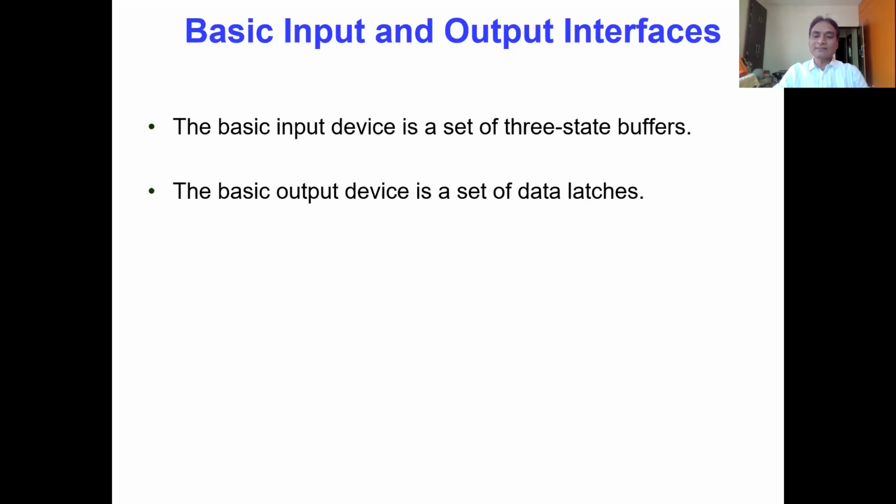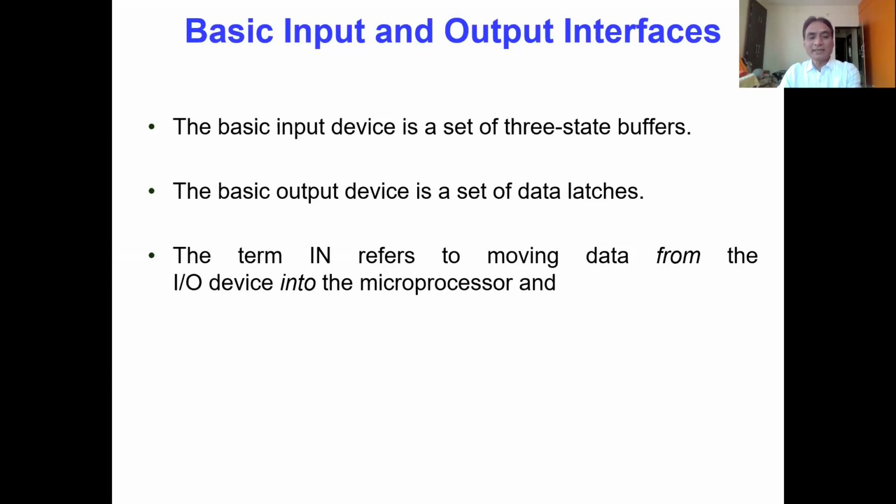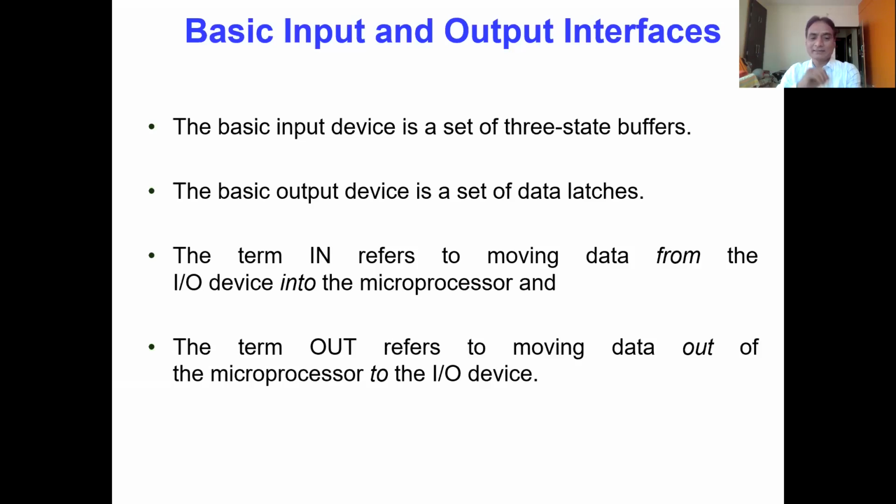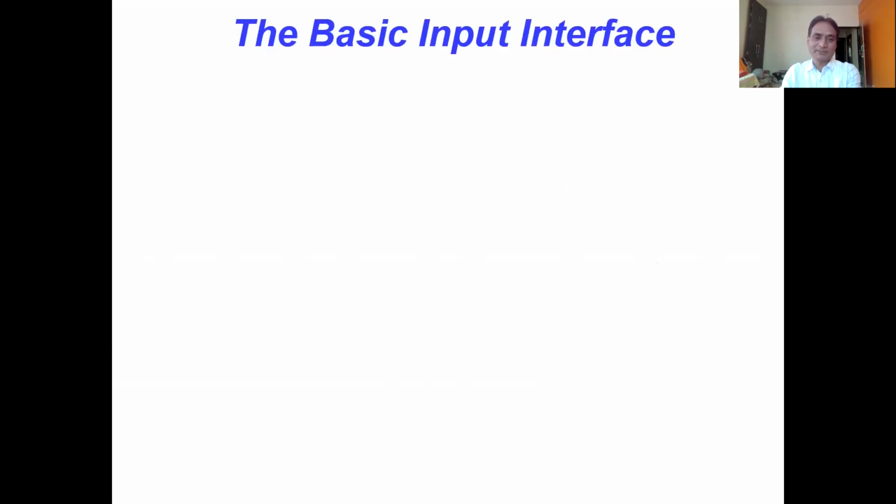The basic output device is a set of data latches. As far as the output device is concerned, it is a set of latches. Latch is a kind of memory element. So a memory element needs to be there as far as the output device is concerned. Why it is needed, I'm going to discuss in due course of time. The term in refers to moving of data from input device to the microprocessor, and out refers to moving the data from microprocessor to IO device.